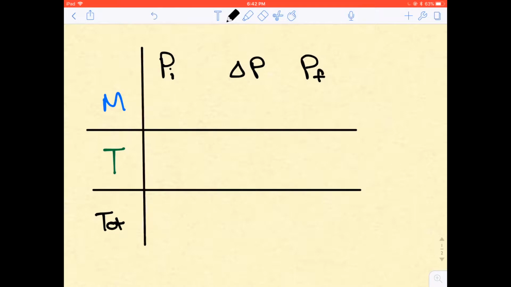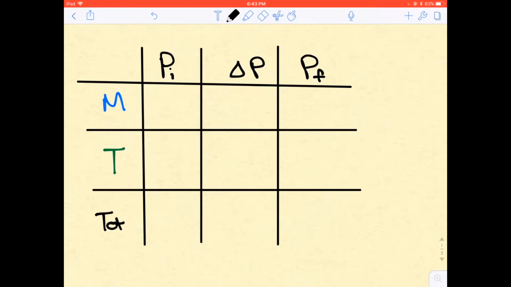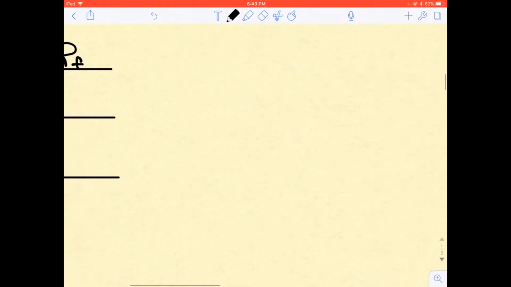So there are two ways to do momentum charts. One way is to do coordinates, while another is to just do magnitudes. For this problem specifically, it's way easier to do coordinates, and that's the method I'll show you. Now let's look at the information within the question.